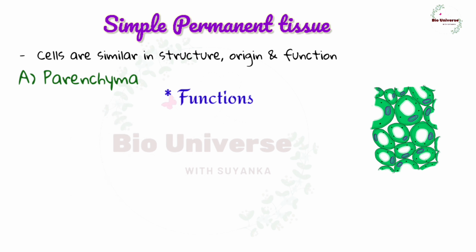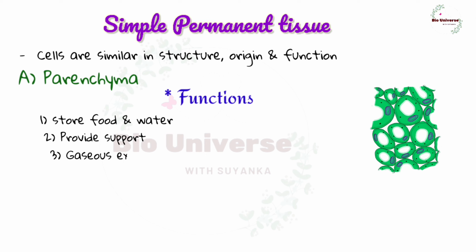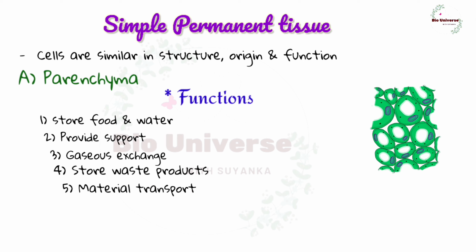Functions of parenchyma. Parenchyma cells store food and water. The cells of the tissue remain turgid and provide rigidity or support to softer parts. Presence of intercellular spaces between parenchyma cells allow movement of gases and gaseous exchange. Certain parenchyma cells store waste products like tannins, resins, gums, crystals, etc. Parenchyma present in xylem and phloem takes part in slow lateral movement of materials.